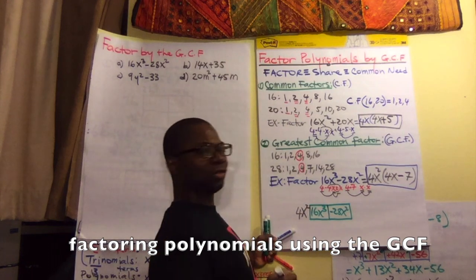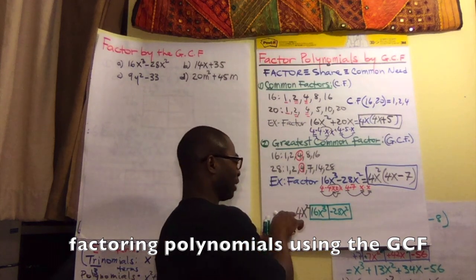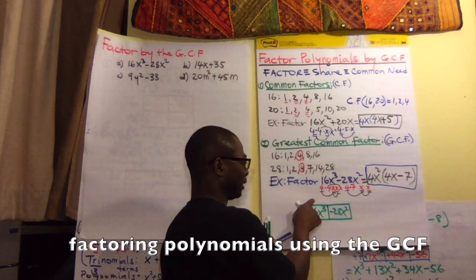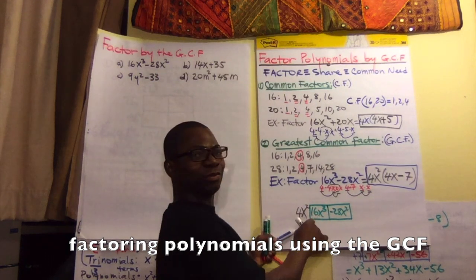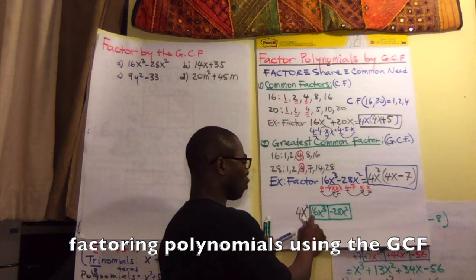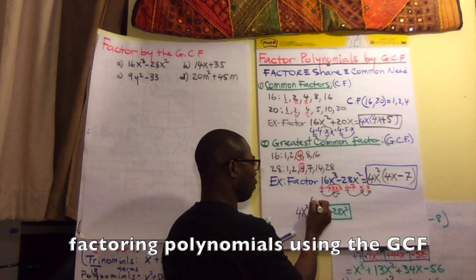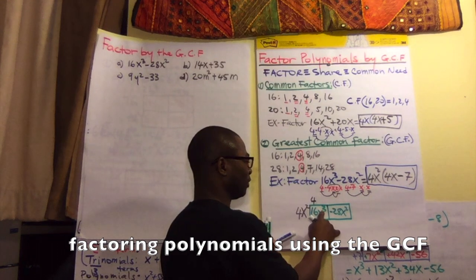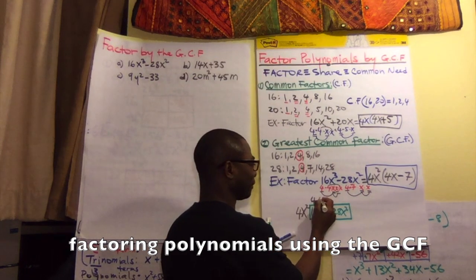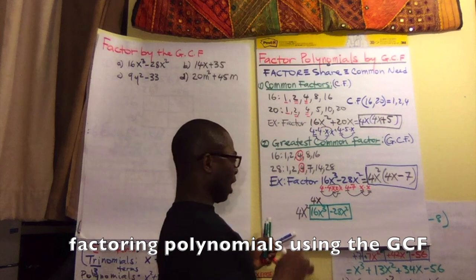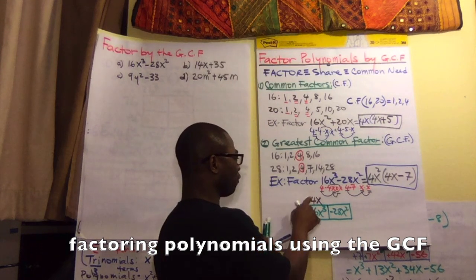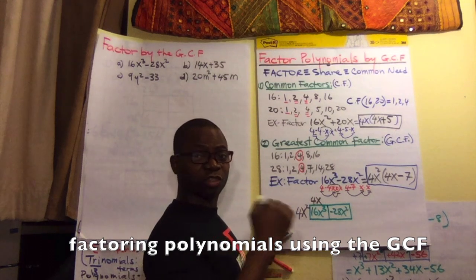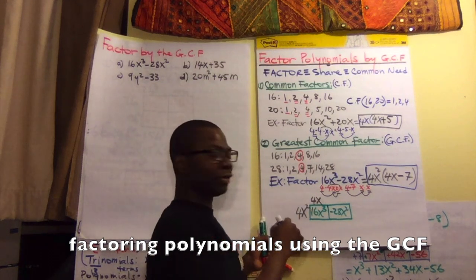Boom. Now I'm going to ask myself, 4x squared times what gave me 16x cubed? 4 times what gave me 16? 4 times 4. X squared times what gave me x cubed? X squared times x. Let's see. 4x squared times 4x, it is 16x cubed. So that works. For some people, this method is better.